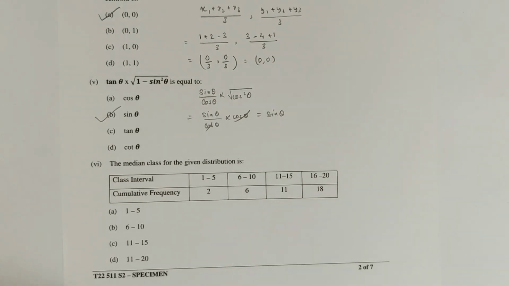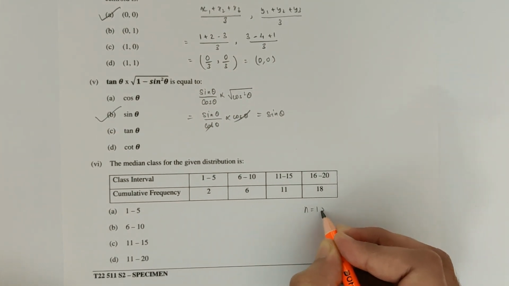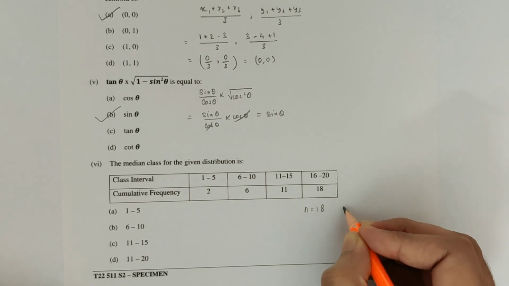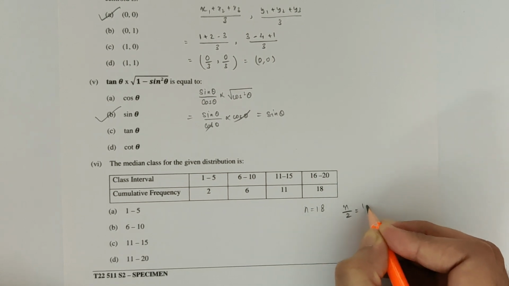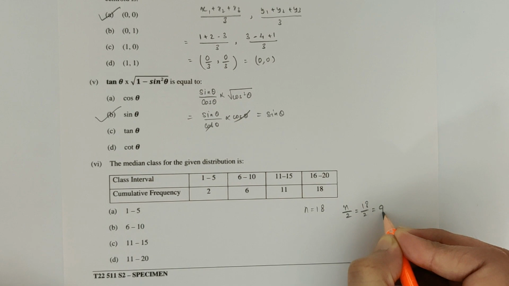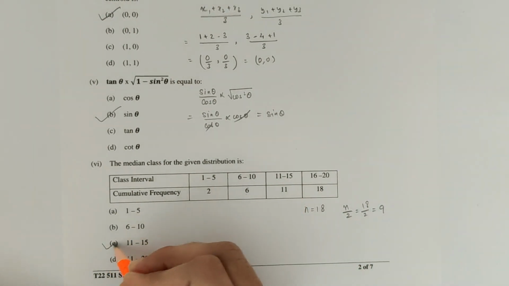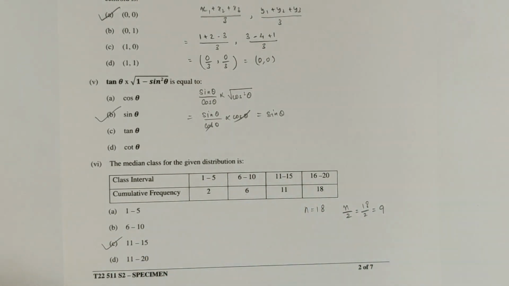Part 6. The median class for the given distribution is, you have the given distribution over here where n is equal to 18. That means for median we will have n by 2, which is equal to 18 by 2, which is 9. And 9 lies between 6 and 11. So the median class will be 11 to 15. Hence C, 11 to 15 is correct.